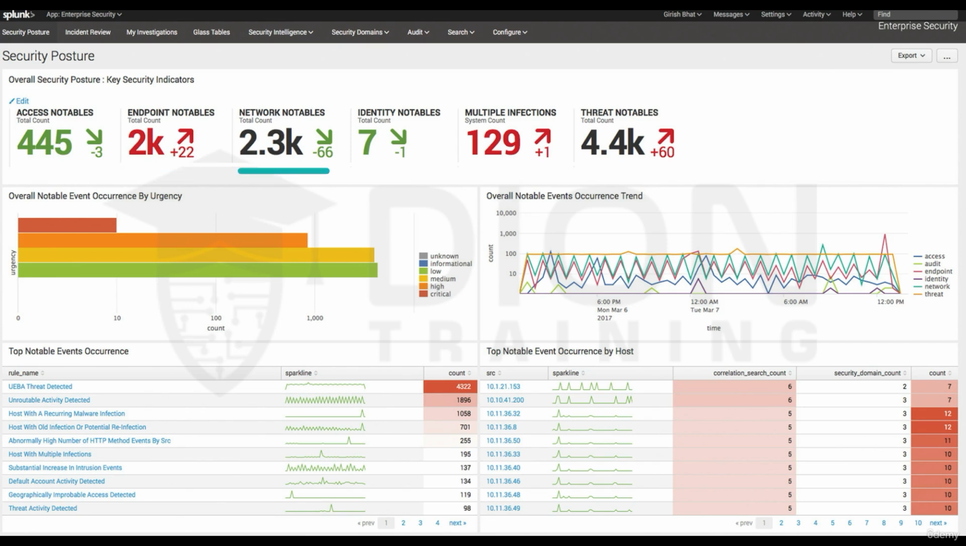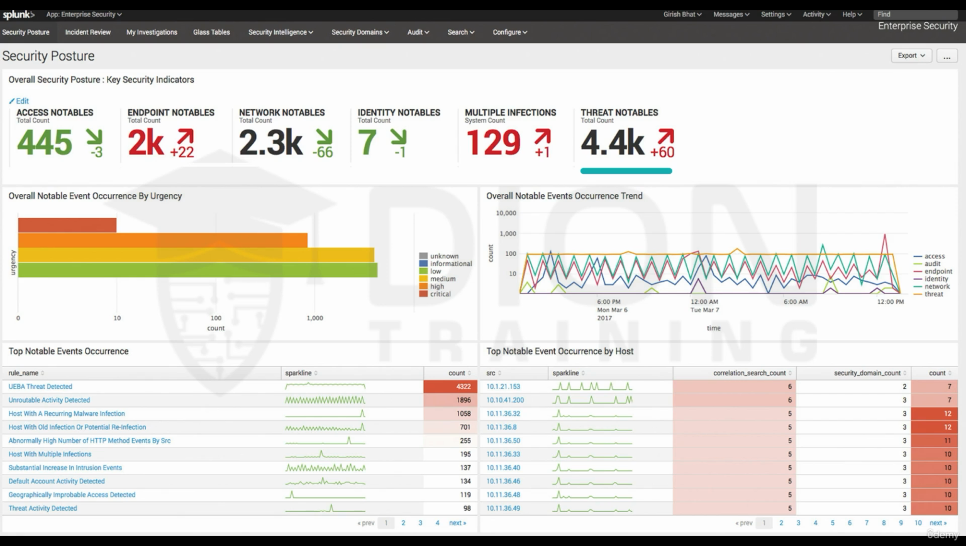We also see network notables going down, which means our network is getting more secure. And we see identity notables going down, which tells us we're actually doing a better job of protecting the privacy of our organization. We also have things like infections from our antivirus. And you can see this went up by 1. So this was a red or negative trend. And then we also have our threat notables going up by 60, which means there were 60 more attacks this week than there was last week.